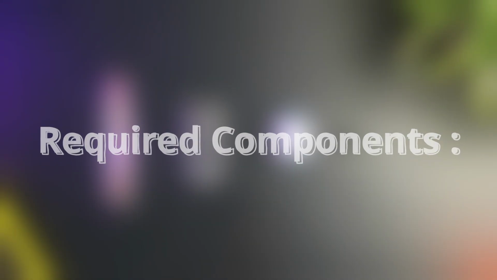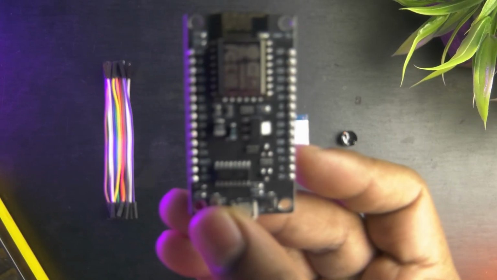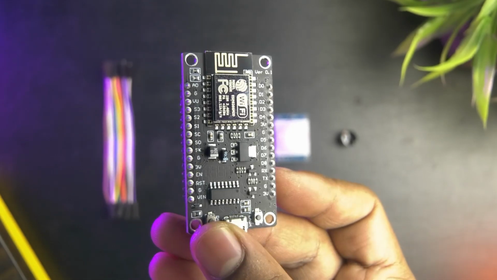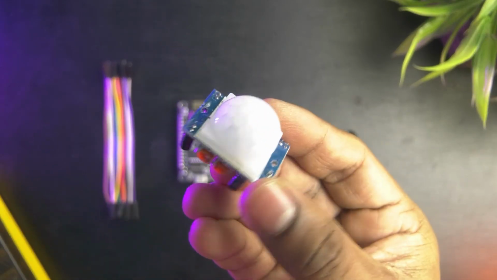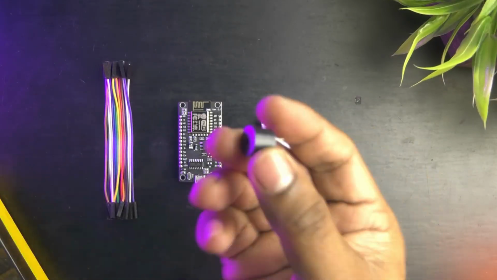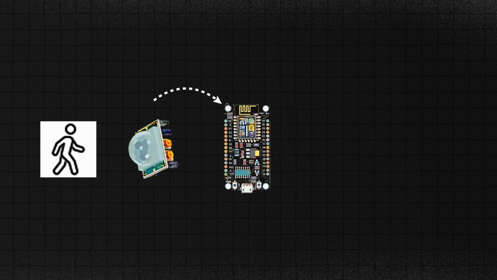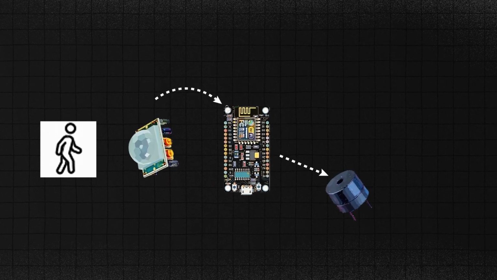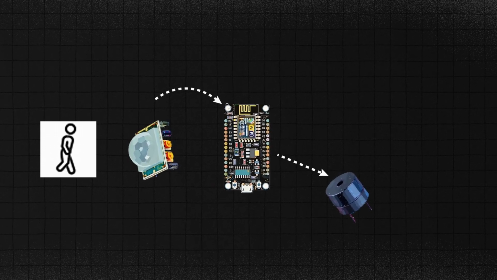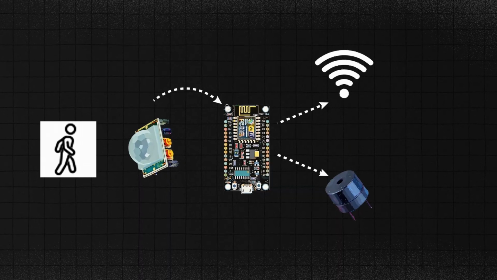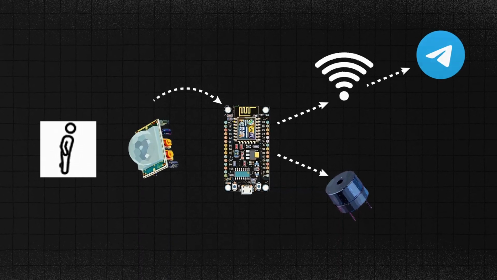Here's what we need: an ESP8266 NodeMCU board for Wi-Fi connectivity, a PIR motion sensor to detect movement, a buzzer for local alert, and a few jumper wires. Here's how it works. When motion is detected by the PIR sensor, it sends a signal to the NodeMCU board. The buzzer rings immediately as a local alert, and the NodeMCU, which is connected to Wi-Fi, sends a real-time message to your Telegram account.